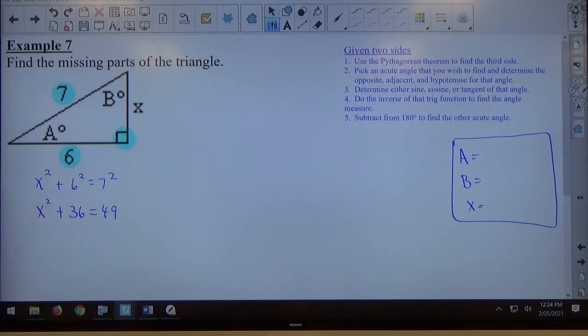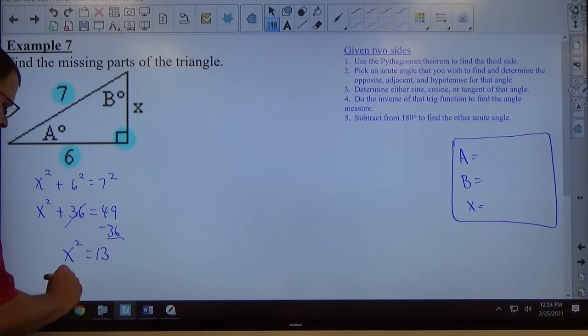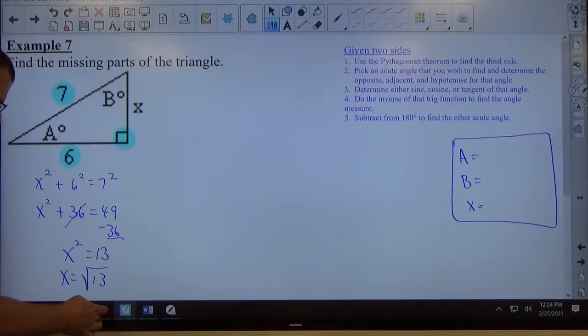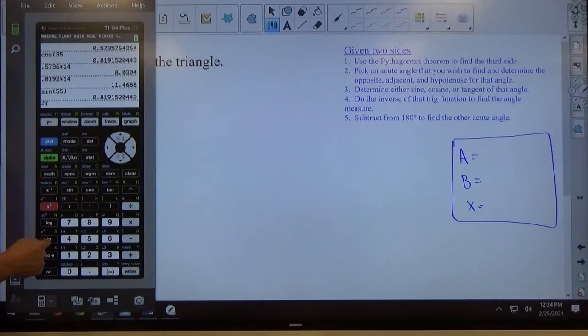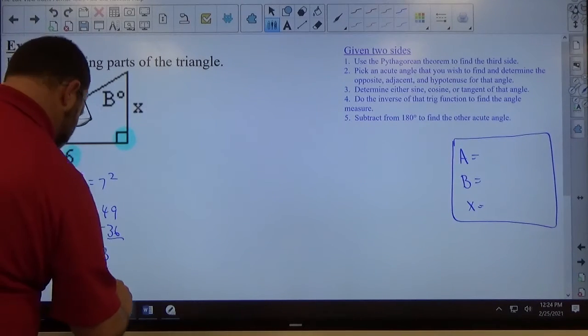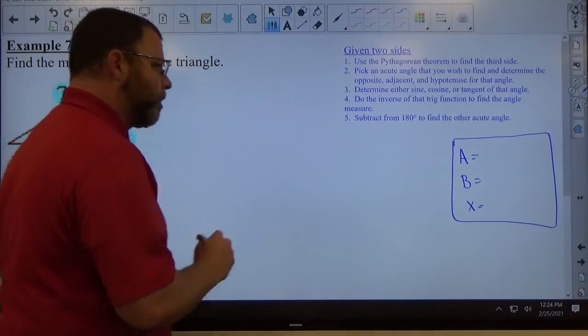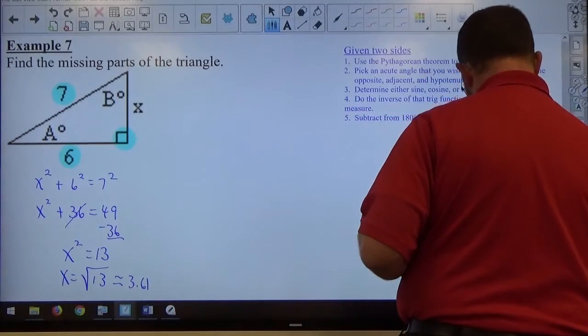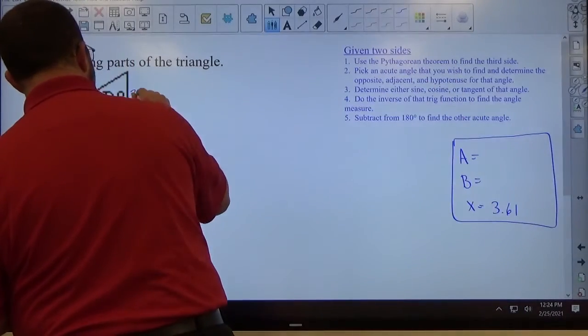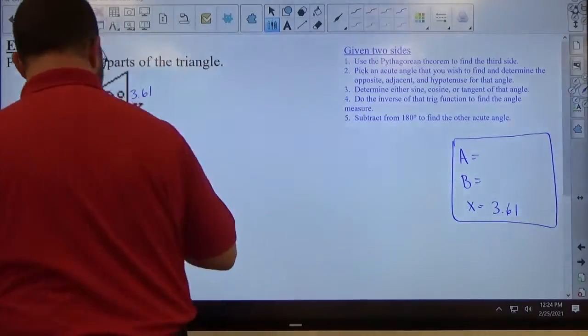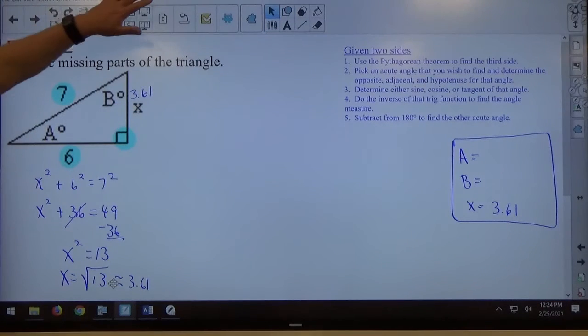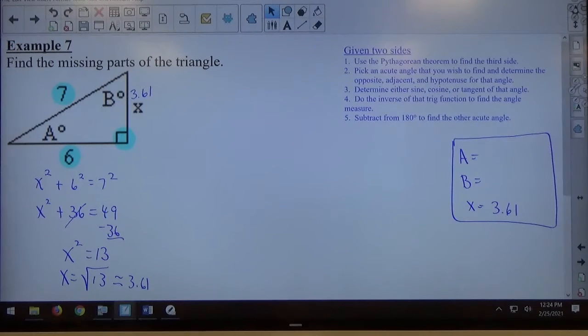So since I have 36 on the same side as x squared, I have to move the 36 over, so it subtracts. So x squared is equal to 13, which means x equals the square root of 13. Calculator can evaluate that. The square root of 13 is equal to 3.61. So, again, that's the very first thing I personally do when I know two sides. I go ahead and find the third side because the Pythagorean theorem does that for me.